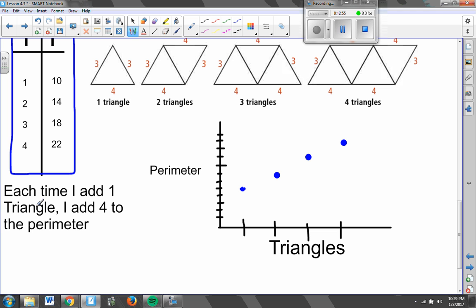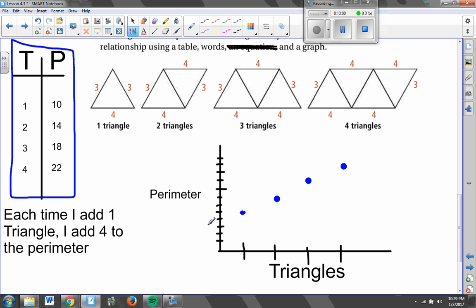I have a table, I have words, I have a graph. I have represented this relationship in 3 totally different and helpful ways.